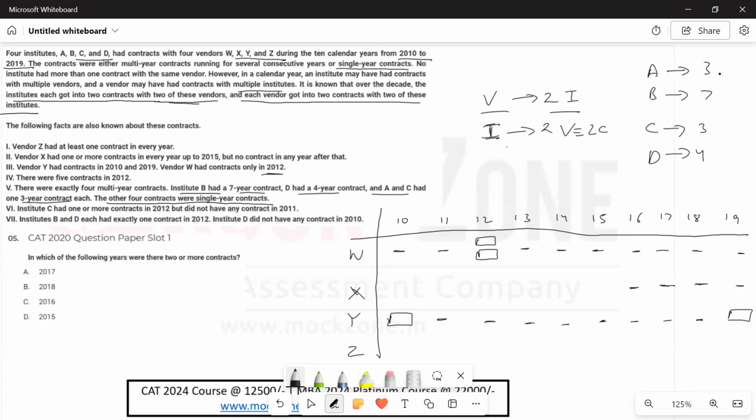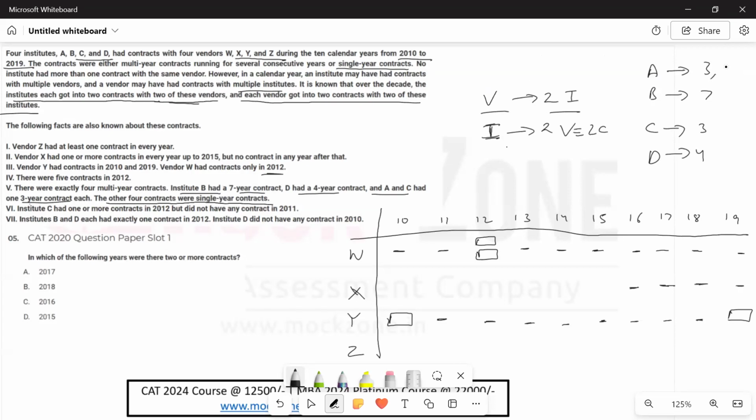That means we know that the remaining 4 contracts all were of 1 year length and they each will belong to each of the institutes because, for example, A has 2 contracts, one is 3, B has 2 contracts, one is 7, C has 2 contracts, one is 3, and D has 2 contracts, one is 4. And we know that 4 other contracts are of 1 year each.